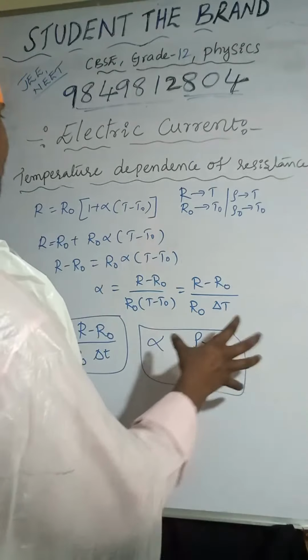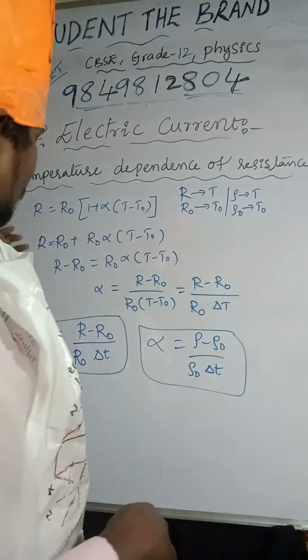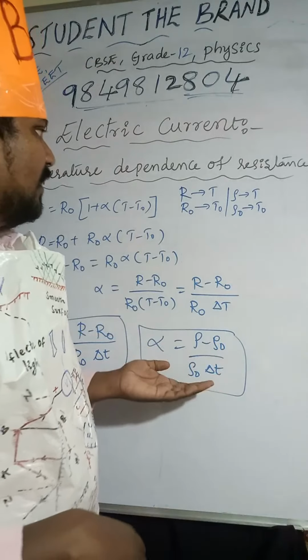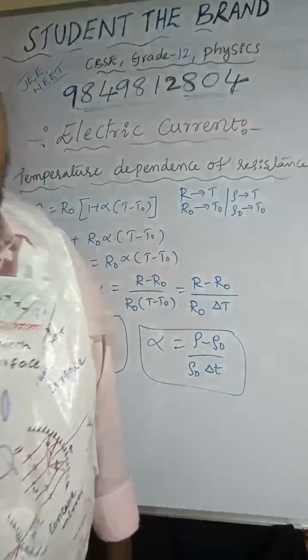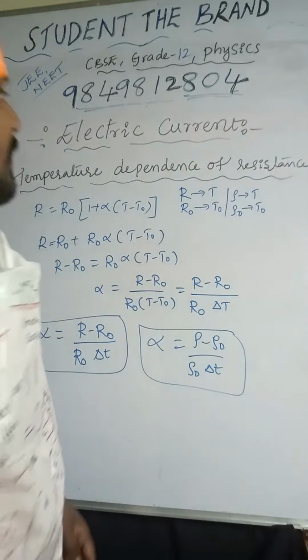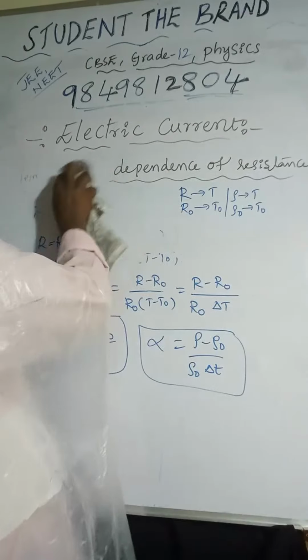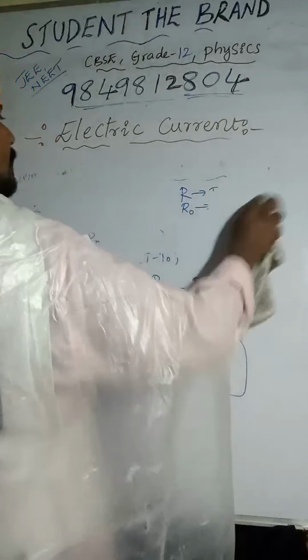Okay, so that's enough. So this is about alpha, the temperature coefficient of resistance, and here we are also taking resistivity. So this is about the temperature coefficient and temperature dependence of resistance. The next one we'll discuss is Ohm's law.